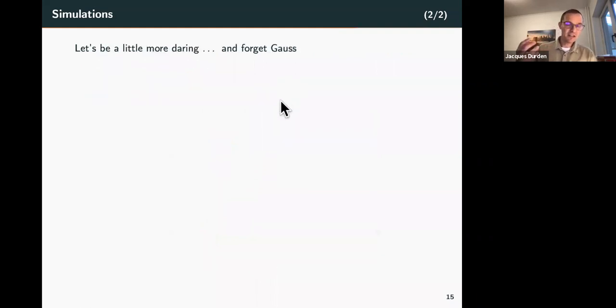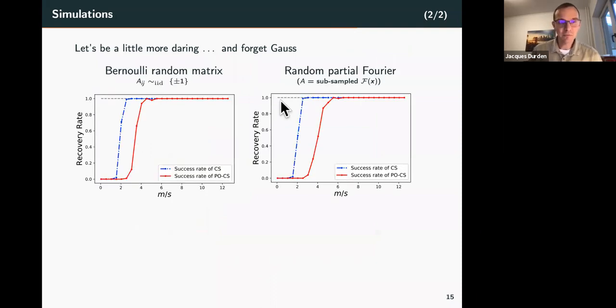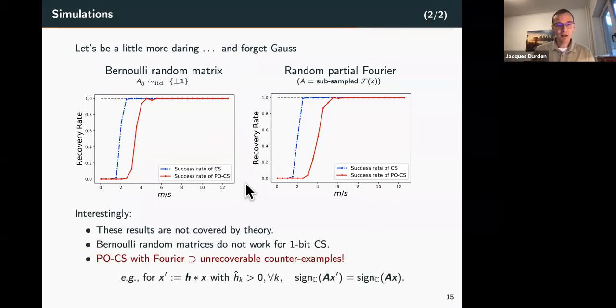And now if we dare a little bit more than simply playing with Gauss, we try Bernoulli random matrices or random partial Fourier sensing matrices, and we do observe similar transition curves. However, you have to pay attention to the fact that those two matrices are not covered by theory. First, because the Bernoulli random sensing matrices are known to not work in the context of one-bit compressive sensing, which is a special case of phase-only compressive sensing.